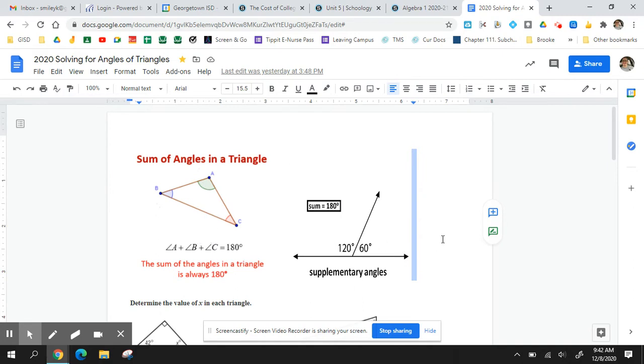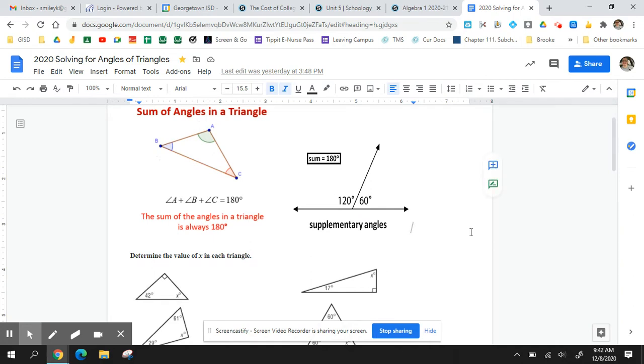Another thing that you might remember is supplementary angles. That is two angles that add together to be 180 degrees. So it would make almost a straight horizontal line here. So you can tell from this example, 60 degrees plus 120, they add to be 180, and that is a supplementary angle. We'll need that later on.